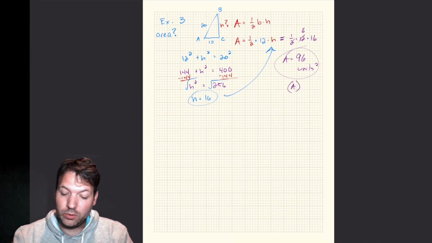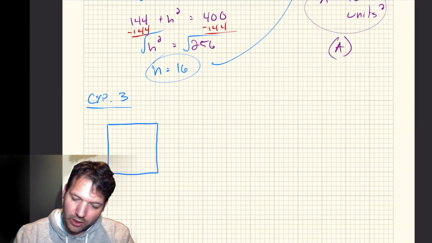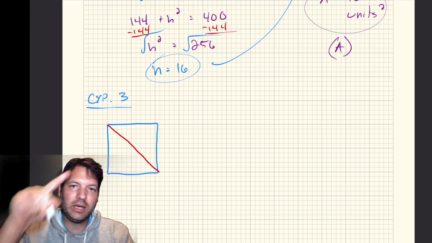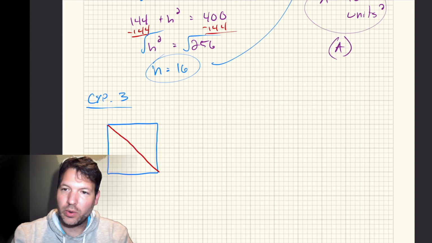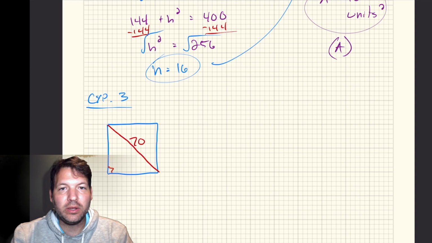A equals 96 square units. Take a moment and work out Check Your Progress number 3. I'm actually going to talk through this one because it's a little tricky. We're given a square and a diagonal, which is the length connecting two corners that are otherwise unconnected in a square, is 70. And then that's it. That's the only information they give us.